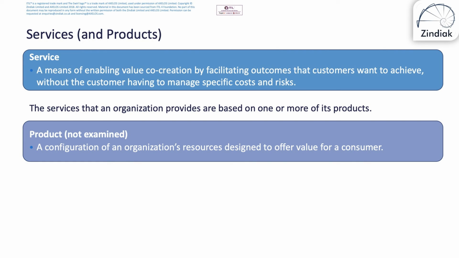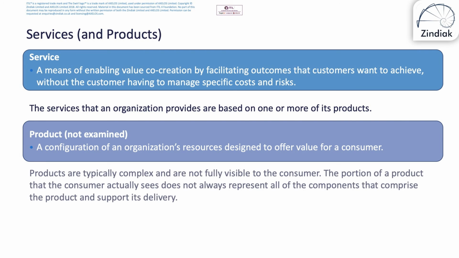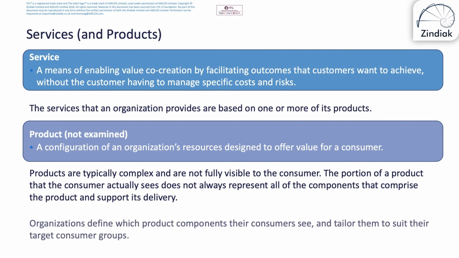While it's useful to understand the definition of product, as you can see, it's in a lilac box, and that means you don't need to know it for the exam. Products are typically complex and are not fully visible to the consumer. The proportion of a product that the consumer actually sees does not always represent all of the components that comprise the product and support its delivery. Organisations define which product components their consumers see and tailor them to suit their target consumer groups.